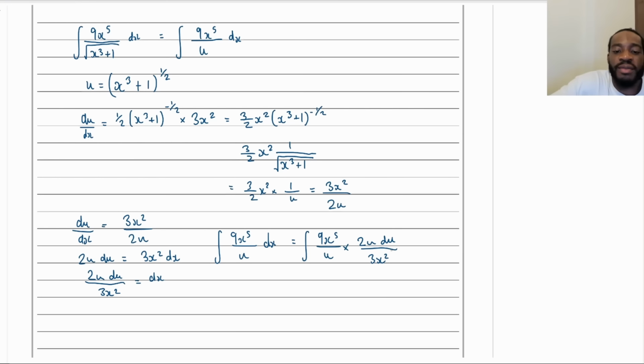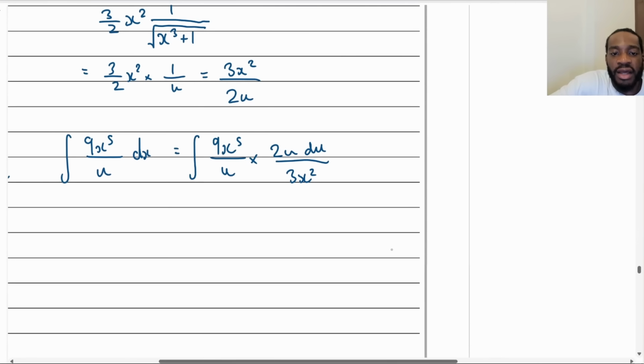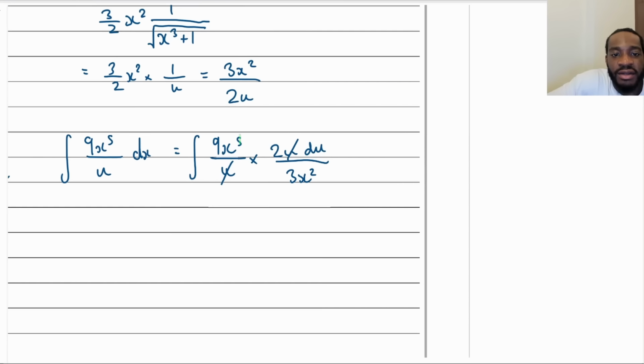And then what I can do from here is just tidy up a bit, can't I? So the u's will cancel. And then I've got x to the 5 divided by x to the 2. That will be x to the 3, right? So these will simplify. That would be nothing, and that would be a 3, wouldn't it? And then we also got 18 over 3, which is 6. So I'll write this here. 9 times 2 on the top is 18. Divided by 3, that is 6. So 18 over 3 is 6.